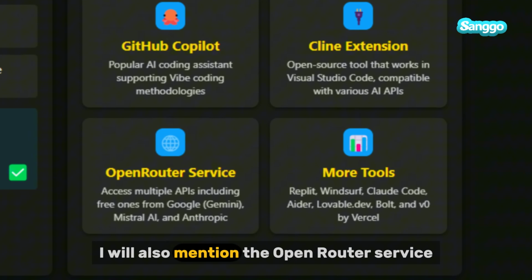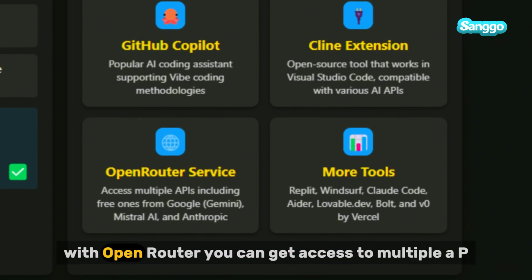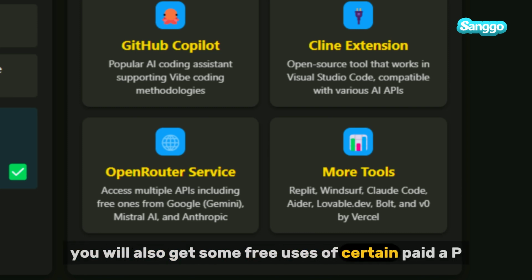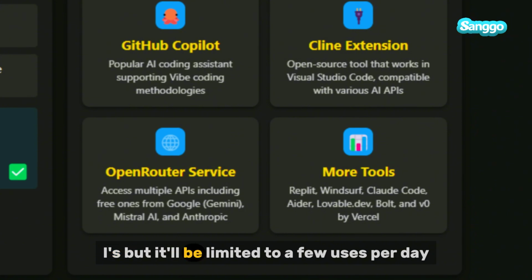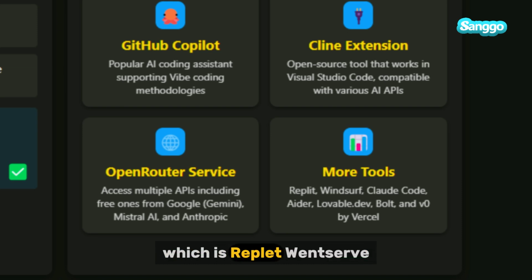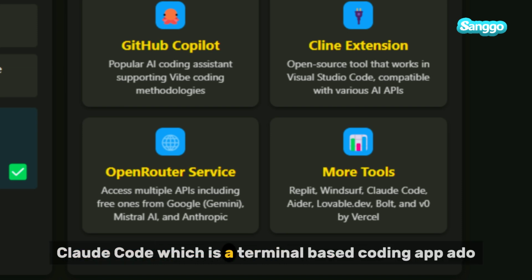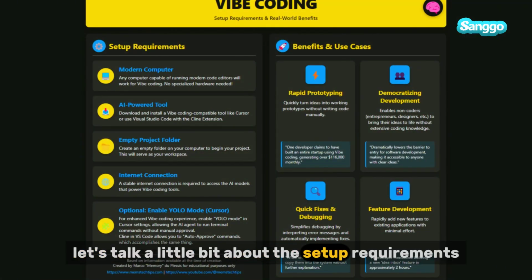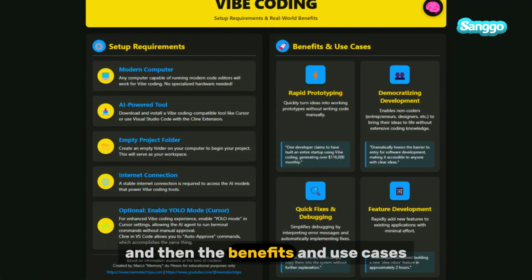I will also mention the OpenRouter service. With OpenRouter, you can get access to multiple APIs, including the free ones from Google. You will also get some free uses of certain paid APIs, but it'll be limited to a few uses per day. Then there are also some other tools out there at the time of this recording, which are Replit, Windsurf, Claude Code, which is a terminal-based coding app, Aider, Lovable.dev, Bolt, and V0 by Vercel. So next, let's talk a little bit about the setup requirements and then the benefits and use cases.